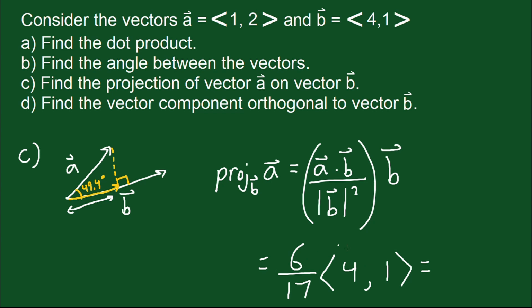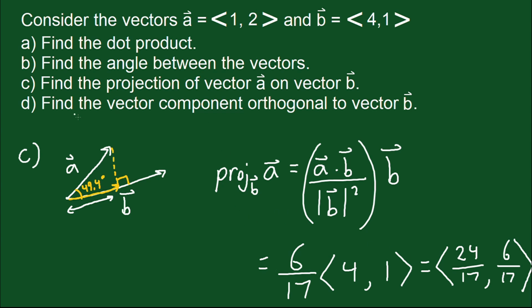You can expand this, right? You can multiply this coefficient into the brackets, and you would get the vector 24 over 17, 6 over 17. Just like that. So this vector we get here, that is this yellow vector. It is the vector that lies along vector B that is a projection of vector A. So you can kind of think of it like the x component of vector A, except it doesn't lie on the x axis or in the x direction. Instead, it lies along vector B. Now that's for part C.